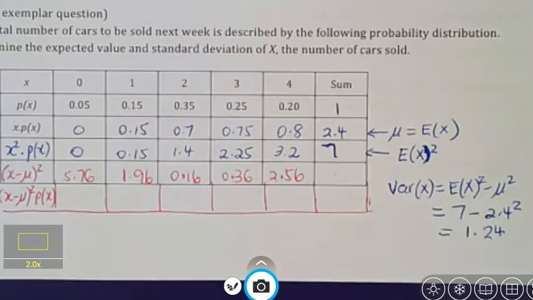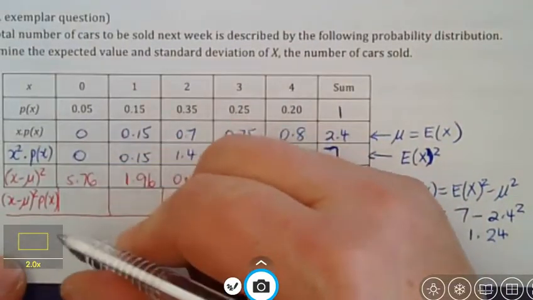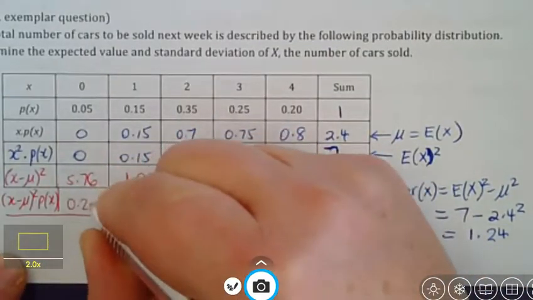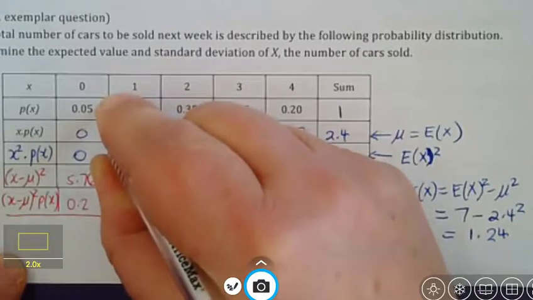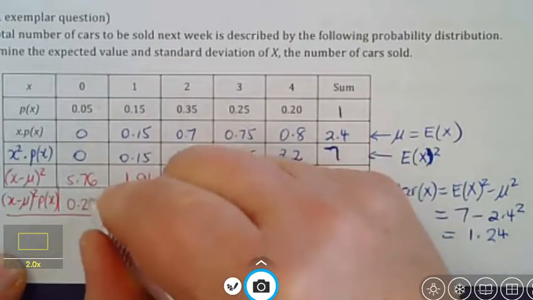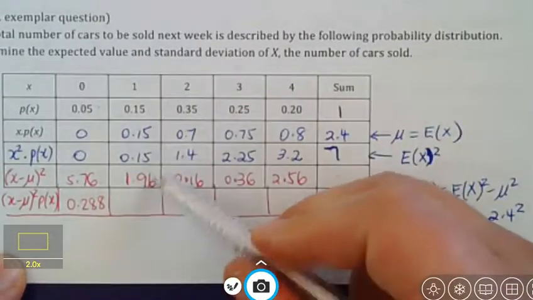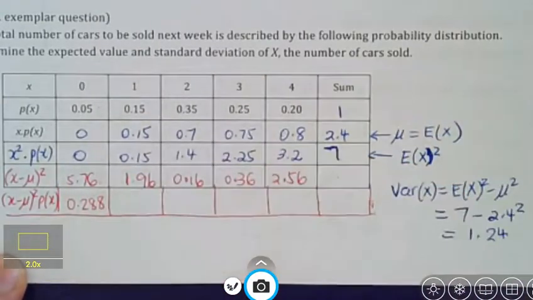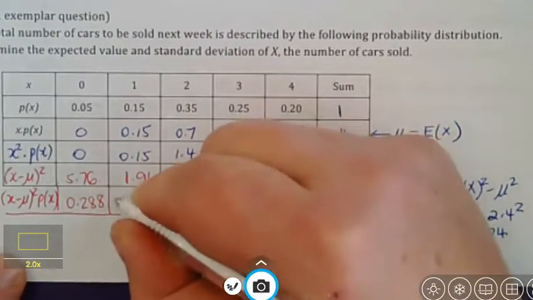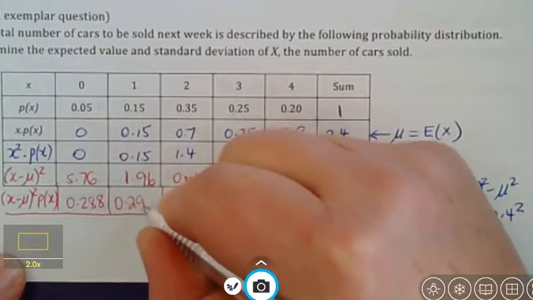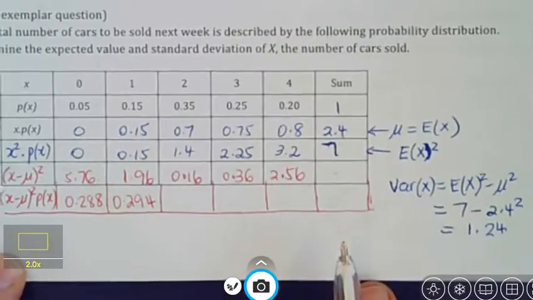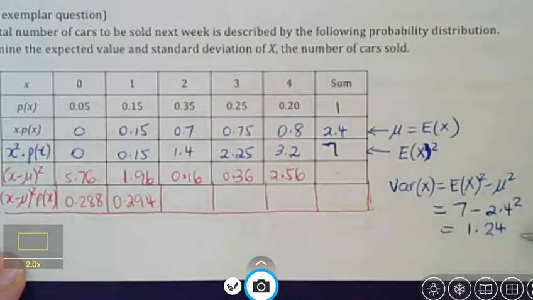5.76 times 0.05. Anyone? Or is it really bad? 0.05. Exact. And the next one, 1.96 times 0.15. Is it rounded? Is it exact? Oh, exact. So you see, we don't want to do this, do we? We like the other method.